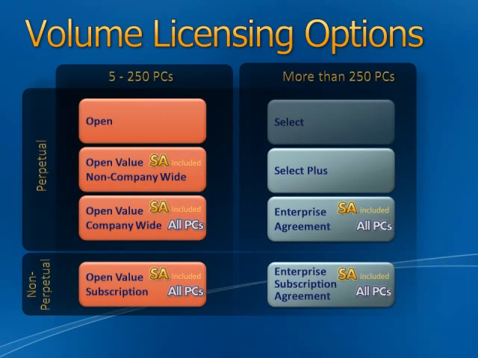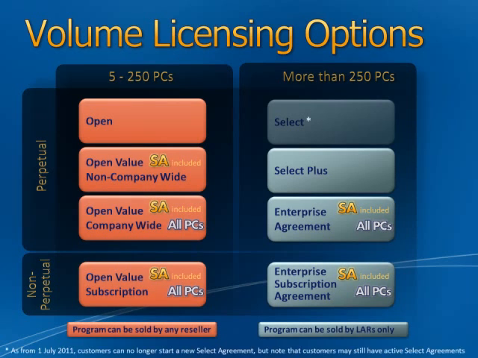The different colours on the agreements are there just to highlight the fact that the agreements on the left-hand side, the small to medium-sized business agreements, can be sold by any reseller, whereas the agreements on the right-hand side are sold by our LARs, our large account resellers. And I would also like to highlight here that the Select agreement is just faded out because as of the 1st of July 2011, no new Select agreements could be started. But there may well be customers out there who still have active Select agreements.